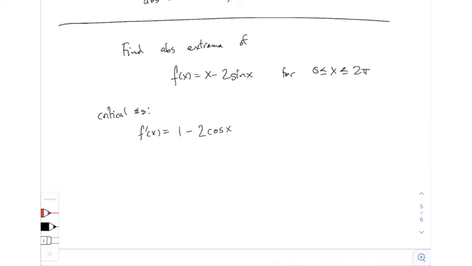1 minus 2 cosine x is the derivative. I'm going to set this equal to 0. So we have to check, separately, when f prime equals 0 and also when f prime does not exist. f prime equals 0 means 1 minus 2 cosine x equals 0. Solve this for x if you can. This would say 1 equals 2 cosine x, right? Cosine x equals a half.